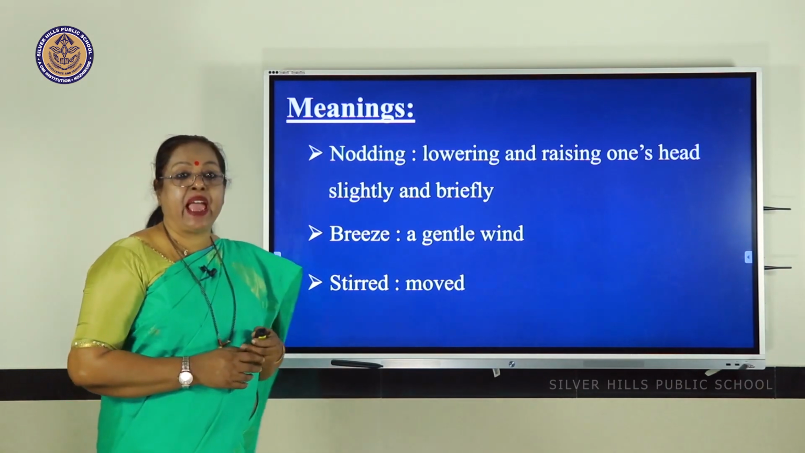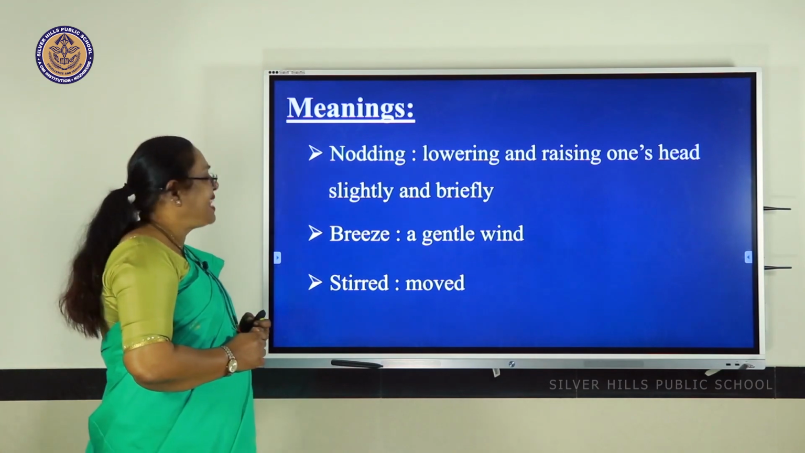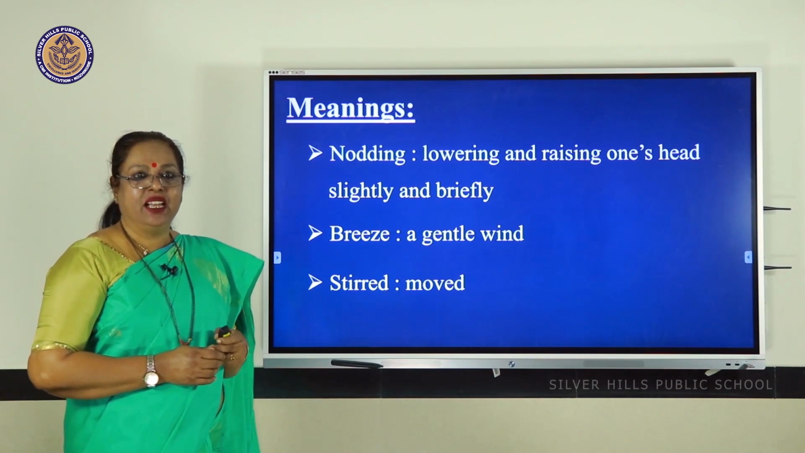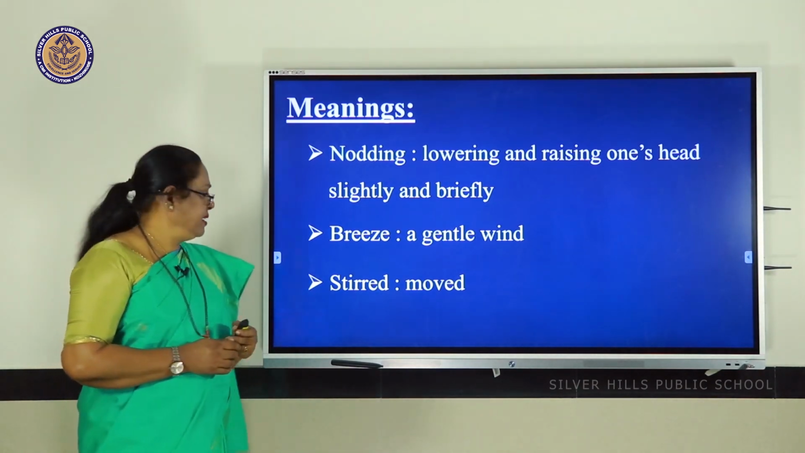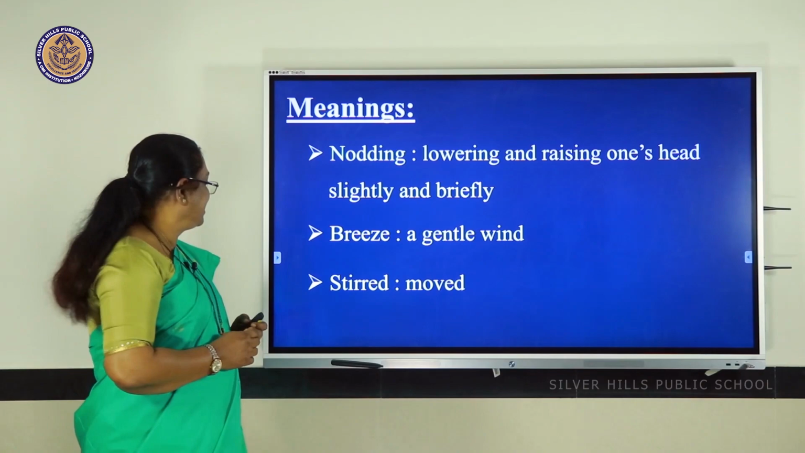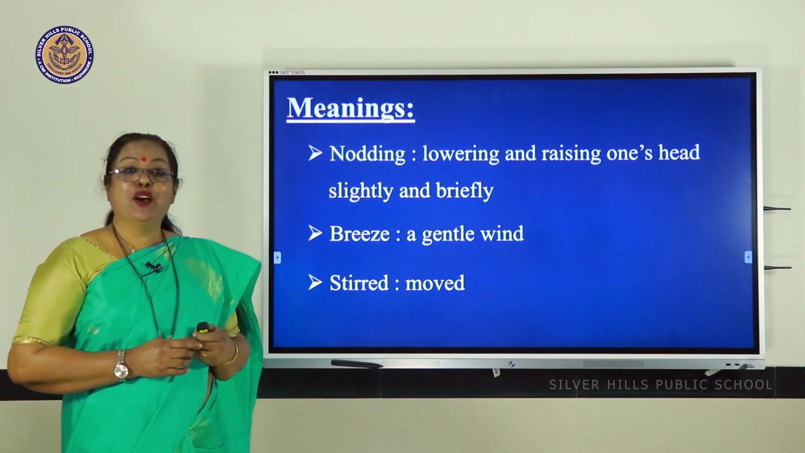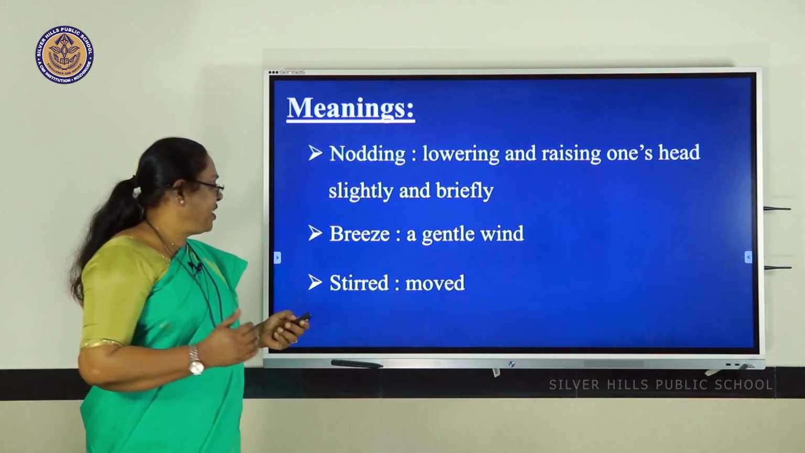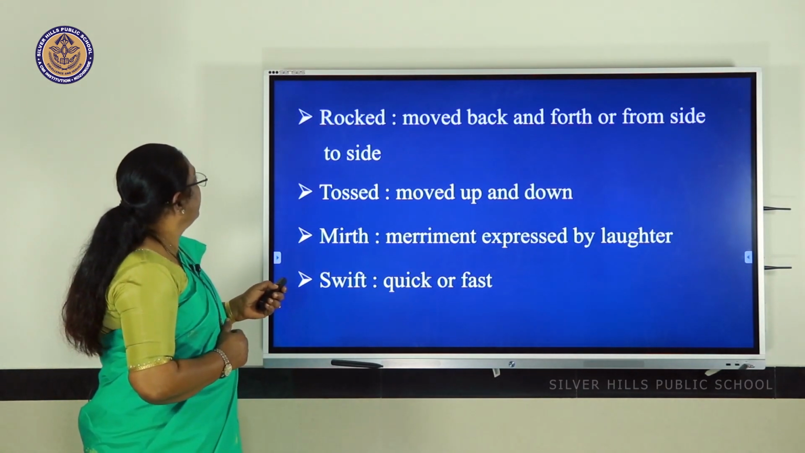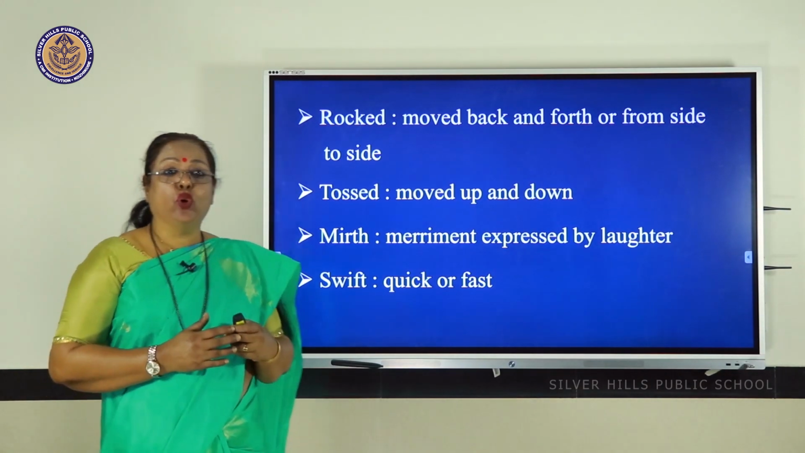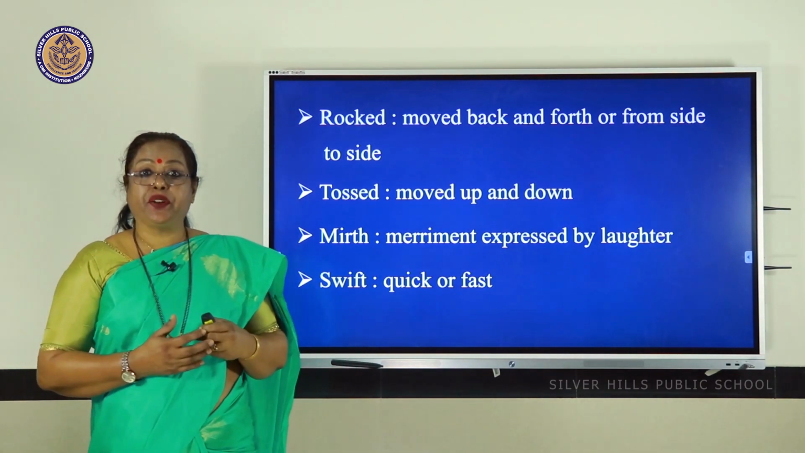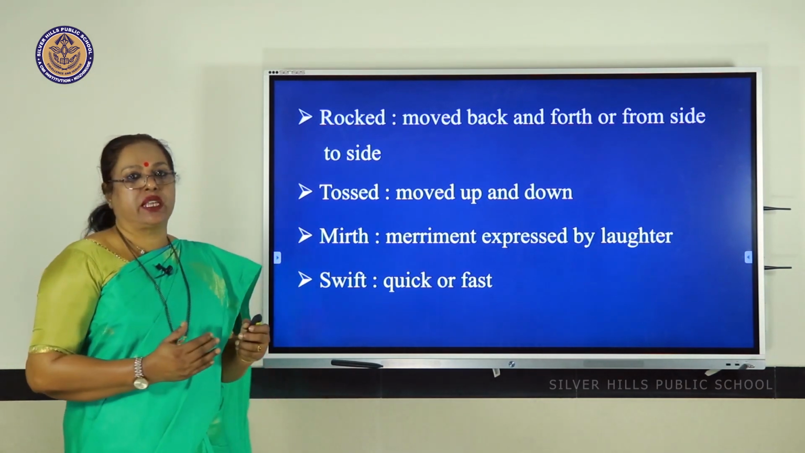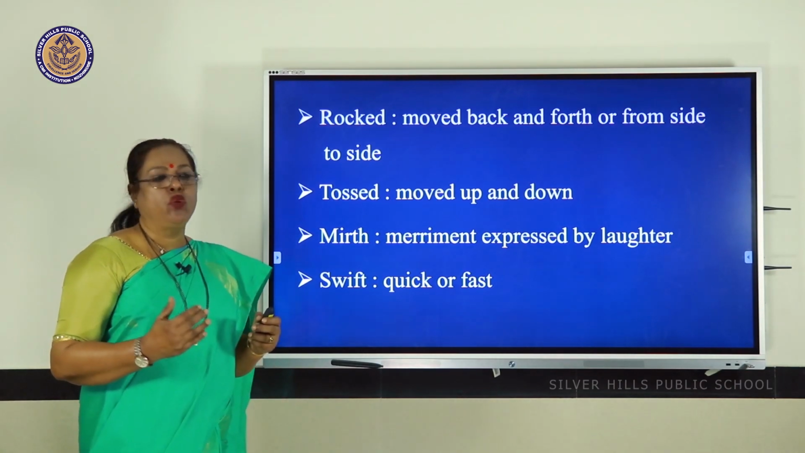Nodding is lowering and raising one's head slightly and briefly. Now, breeze is a gentle wind. What is breeze? A gentle wind. Please note, underline these words, children. Stirred. Stirred is moved. What is the meaning of stirred? It is moved. It moved the trees in these lines. Now, rocked, moved back and forth from side to side. What did it rock in this poem? It rocked the moon. The moon was moving from side to side because of the strong wind.